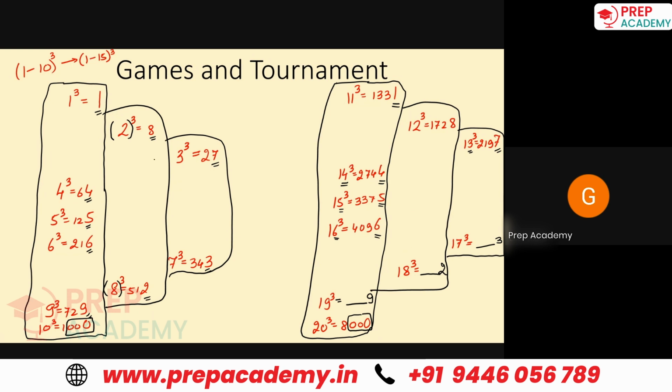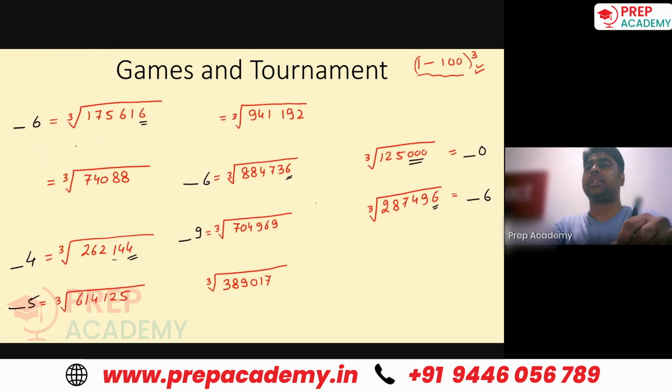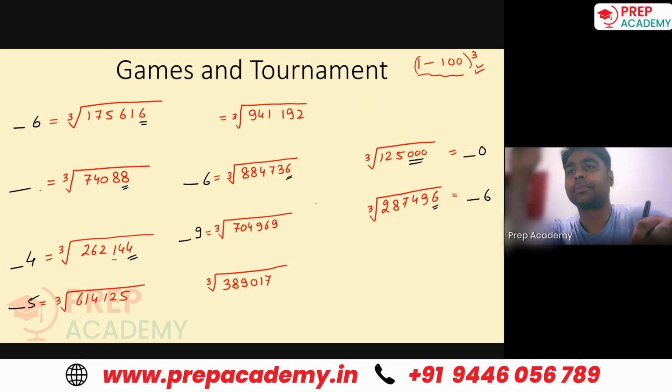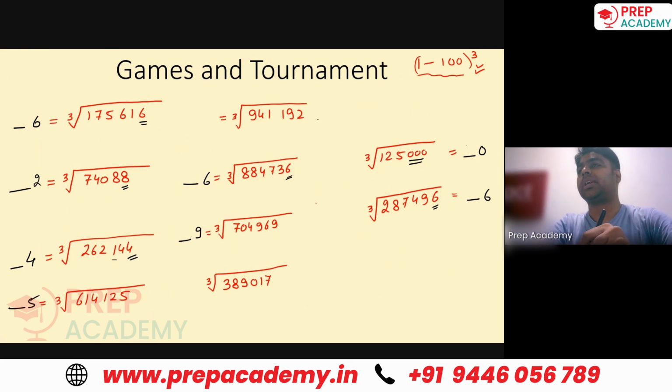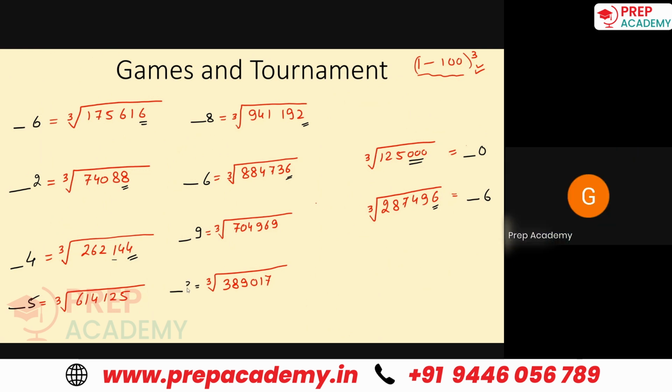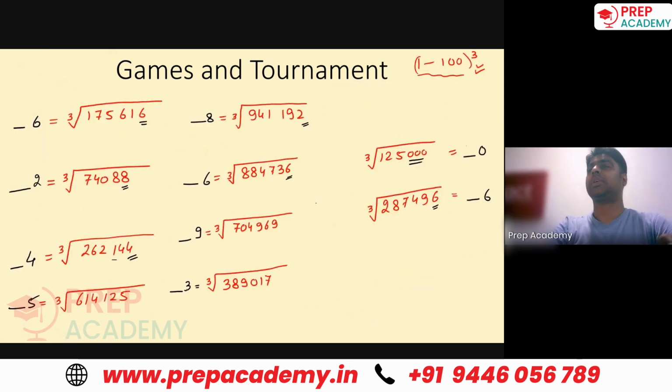Using this logic, can you tell me, this number ends with an 8, its cube root will end with a 2. 2, 8, 3, 7, these are pairs. Ending with a 2, its cube root will end with an 8. Very good. This ends with a 7, its cube root will end with a 3. Very good. Is it clear, guys?